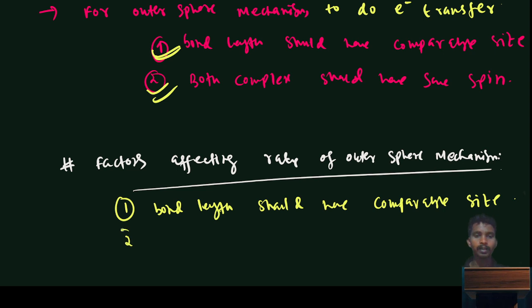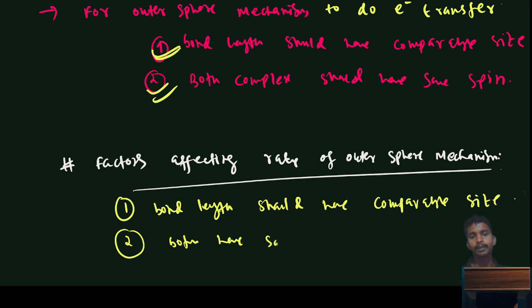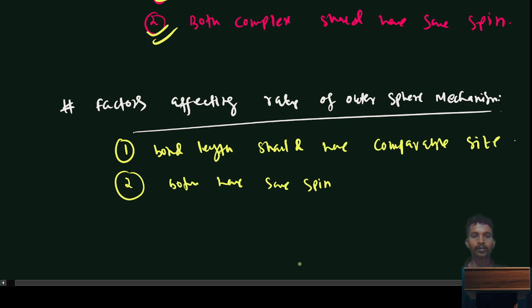Okay, and the next thing is that both should have the same spin. So if it is high spin and high spin, then the rate will be high, compared to the high spin and low spin case.